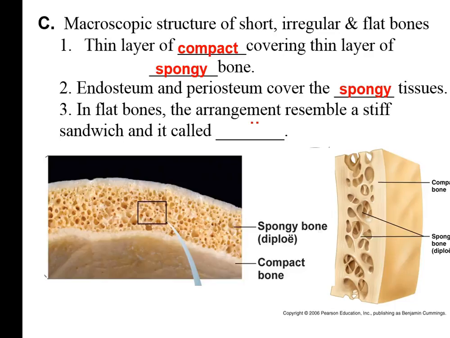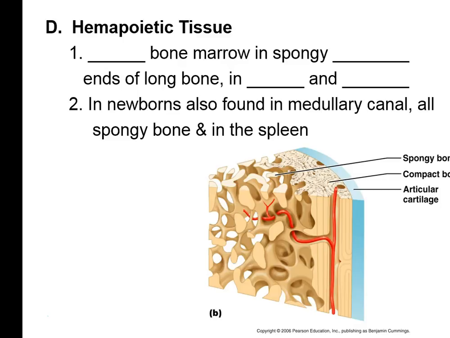In flat bones, since there is this thin branching, it kind of looks like spongy bone is sandwiched between compact bone. We call that arrangement diploe. So when you hear the word diploe, with flat bones especially, it means we have compact, spongy, compact. The spongy is sandwiched between the compact bone. Now, let's talk about another kind of tissue associated with bones, and that is hemopoietic tissue.